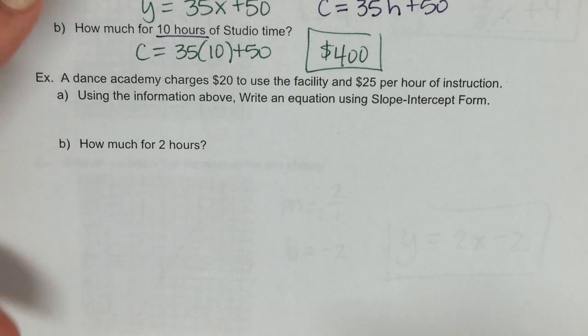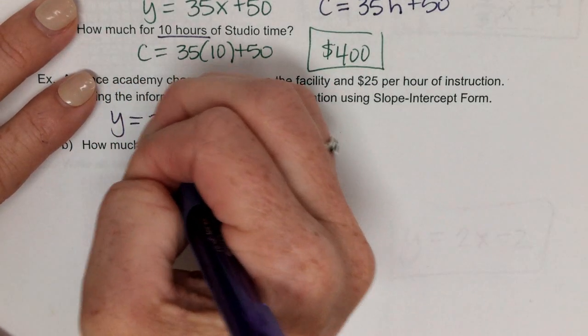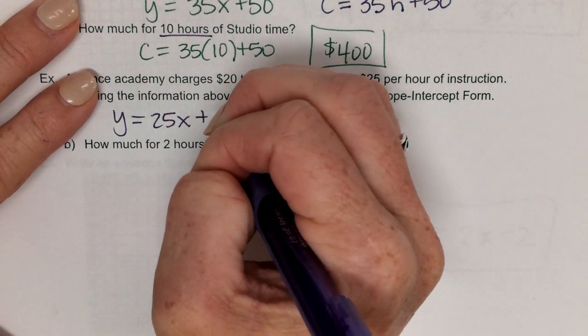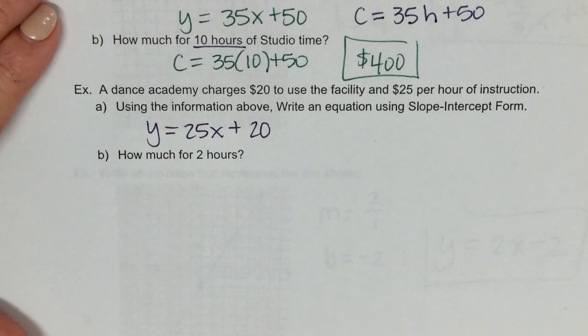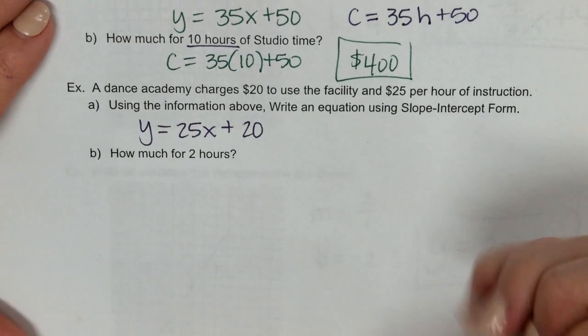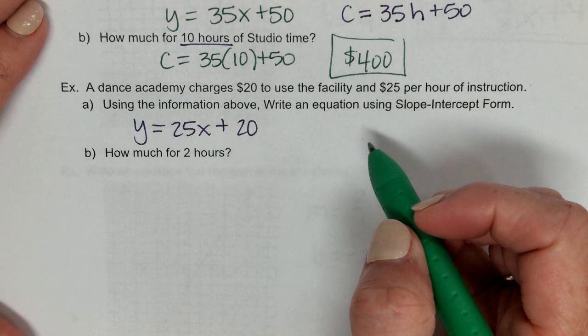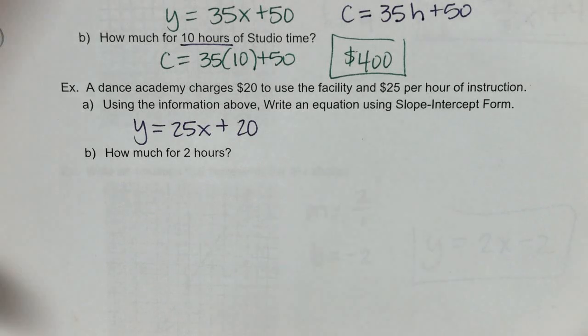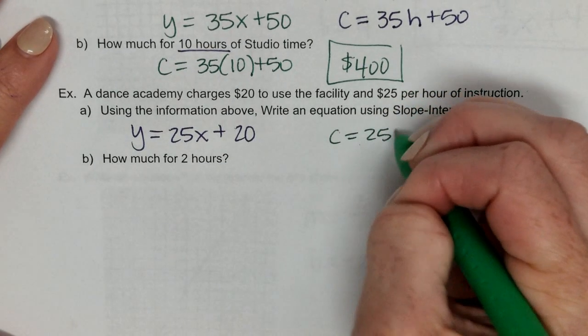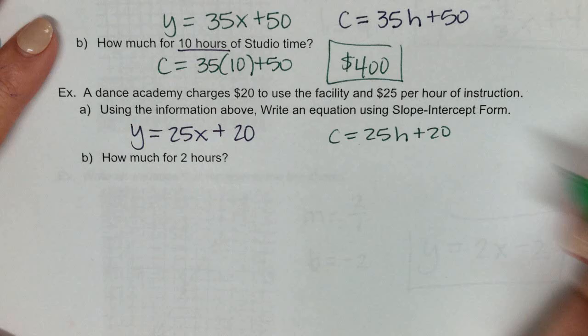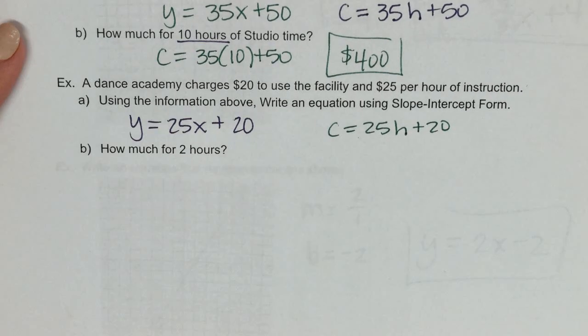Okay, what's your equation? Y equals 25x plus... what else could I have used instead of y and x? Cost and hours again, right? So cost equals 25 times the number of hours I'm going to dance plus 20.